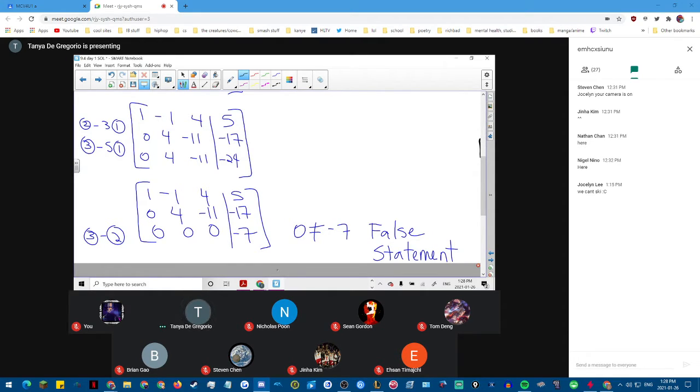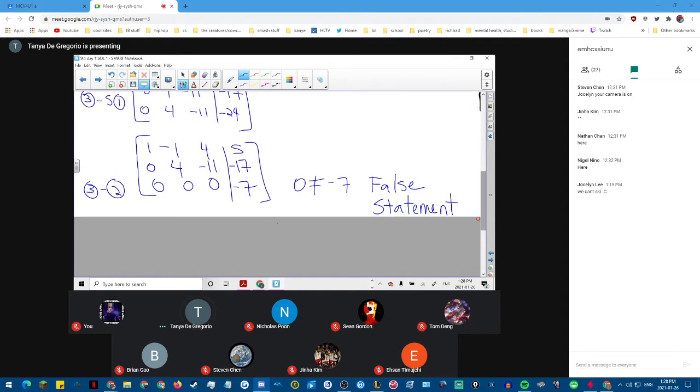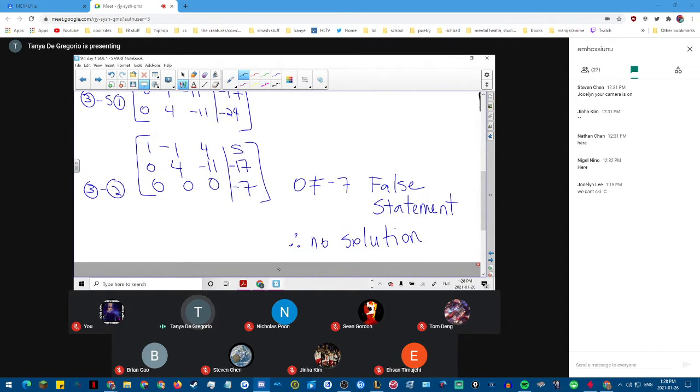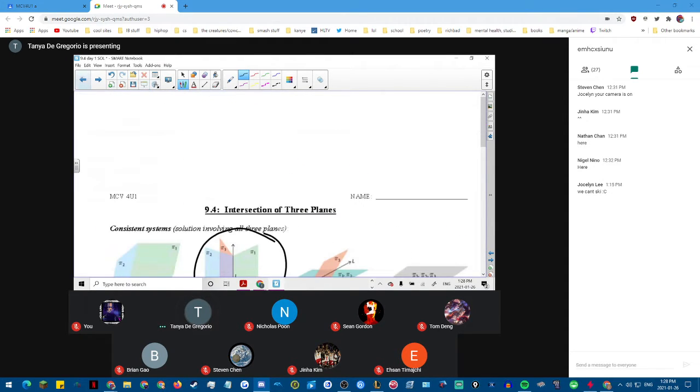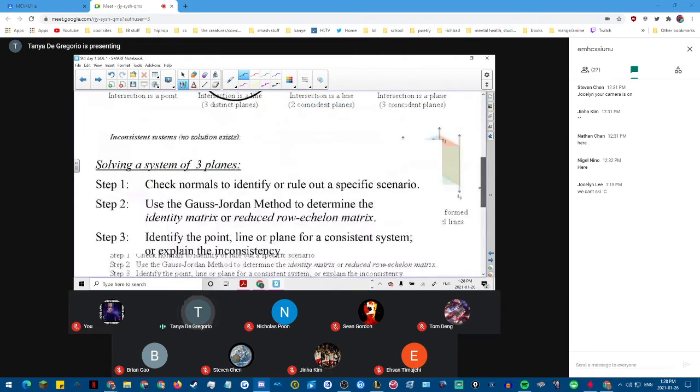Well, 0 does not equal negative 7, and 0 can never equal negative 7. So in this case, we notice that we have a false statement. If there's a false statement, that means there's no solution. But I have three distinct planes. So if I have three distinct planes and I have no solution, I must be this case. Three distinct planes, but it's inconsistent.